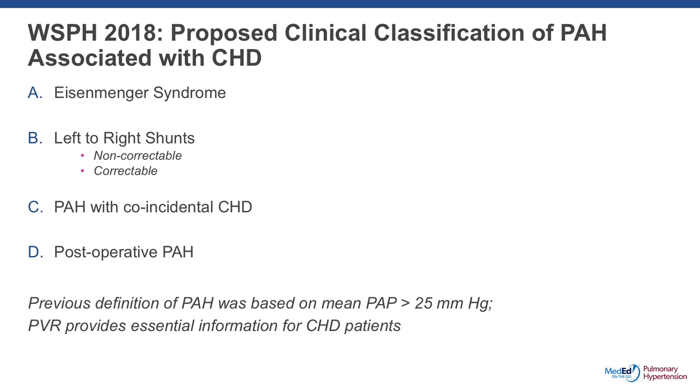The previous definition of PAH was based on a mean pulmonary artery pressure of greater than 25. And of course, the new definition is going to be a mean pulmonary artery pressure of greater than 20. But in addition to the mean pulmonary artery pressure, the pulmonary vascular resistance provides essential information, particularly when we are considering whether or not a patient can be surgically corrected.